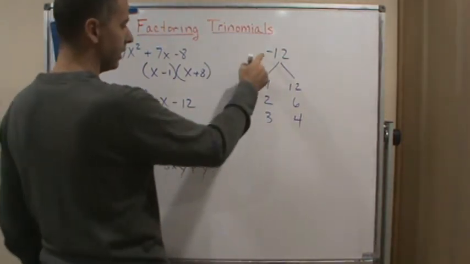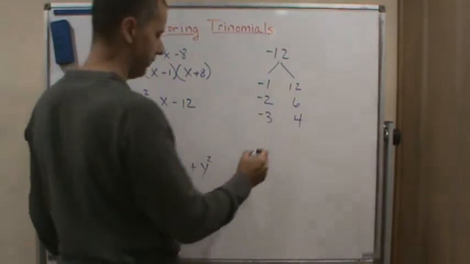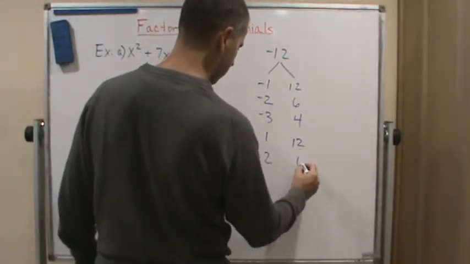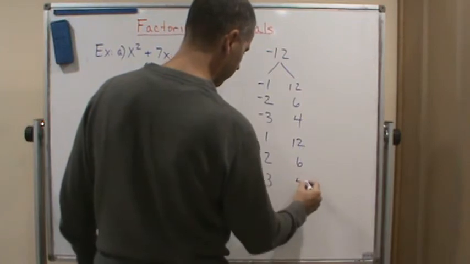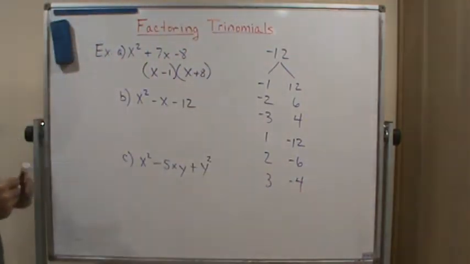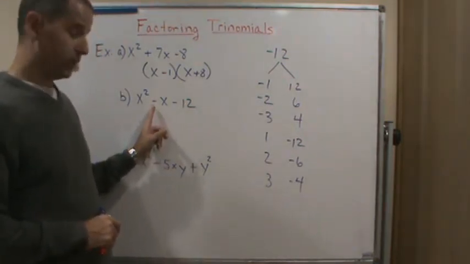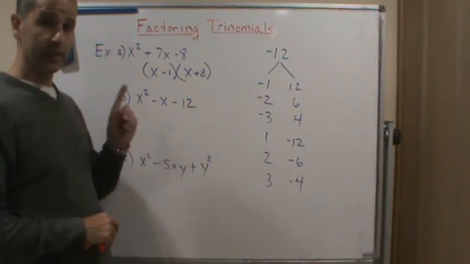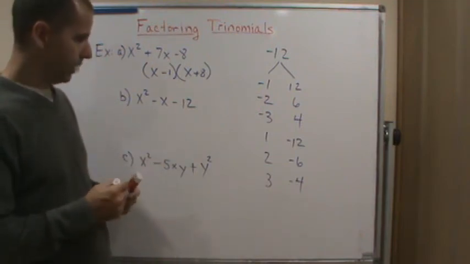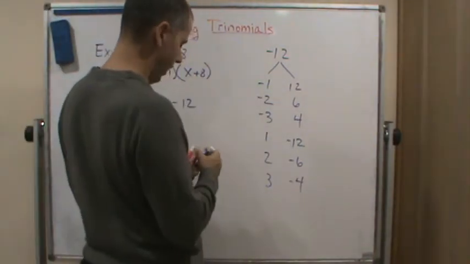And since it's negative, either these have to be negative, or if I repeat it, these have to be negative. And again, now, looking at the middle term, I see the middle term here is negative, which means the larger number has to be negative. That'll help us. Why? Because that means these are out.